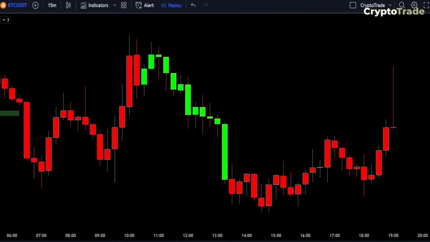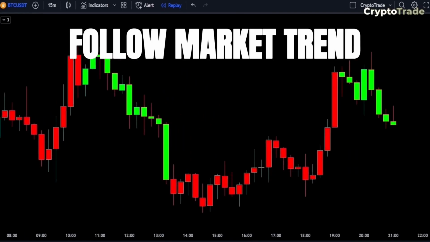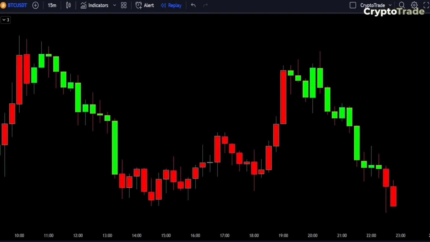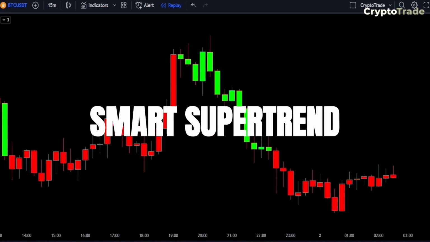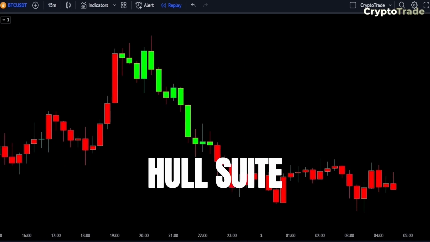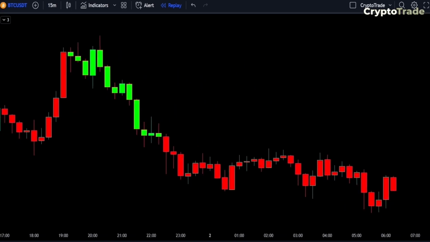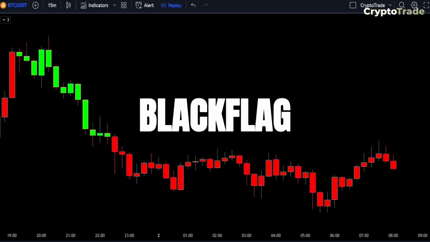Thanks to these very smart indicators, you can follow the market trend and find high probability trade entries to maximize profits. I will use Smart Supertrend to show the entry point of the operation. I will use Whole Suite as a first confirmation indicator. I will use Black Flag as a second confirmation indicator.